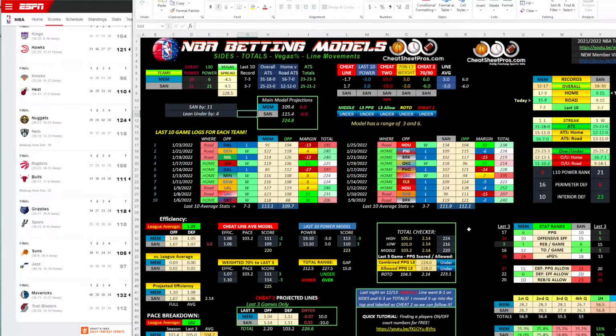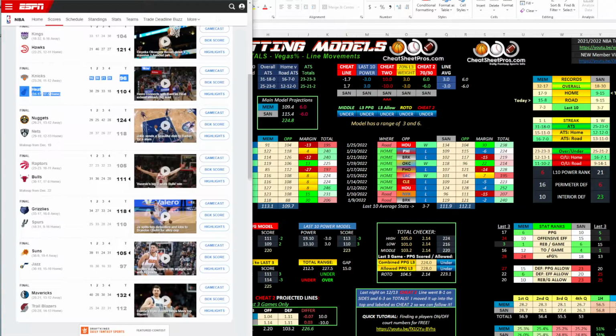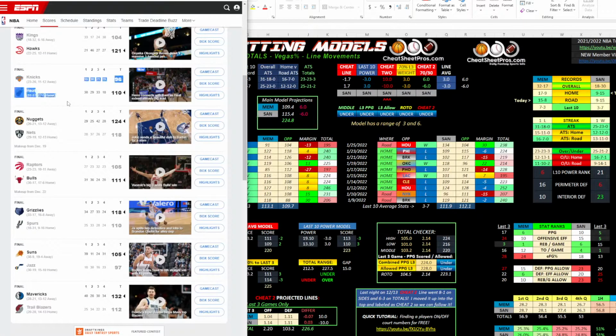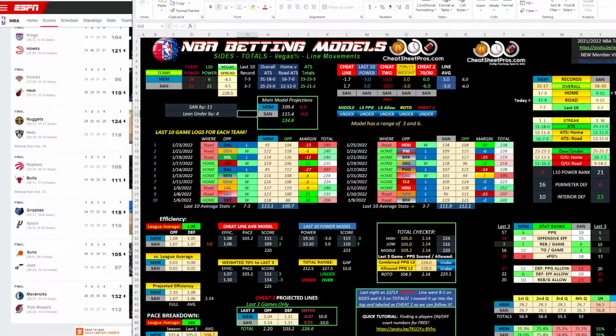I'm going to show you the information that we put at your fingertips using the NBA cheat sheet, and we're going to take a look at the college cheat sheet. Now, this is the sheet from last night on January 26th, and you can see I've got the ESPN scores over here on the side. So I'm going to go through and we're going to show you kind of what the sheet said or what it pointed to, and then kind of my thoughts looking back at the games.